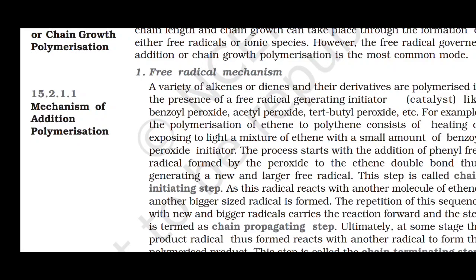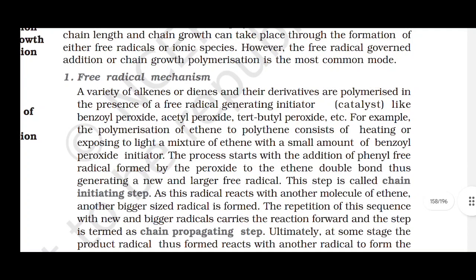A variety of alkenes or dienes and their derivatives are polymerized in the presence of free radical generating initiator, that is catalyst like benzoyl peroxide, acetyl peroxide, tert butyl peroxide, etc. For example, the polymerization of ethene to polythene consists of heating or exposing to light a mixture of ethene with a small amount of benzoyl peroxide initiator.